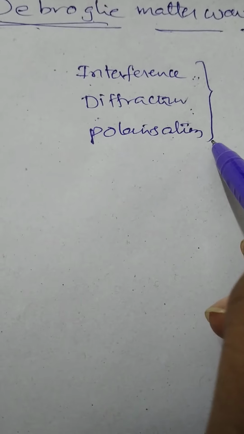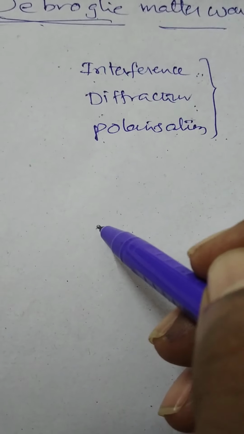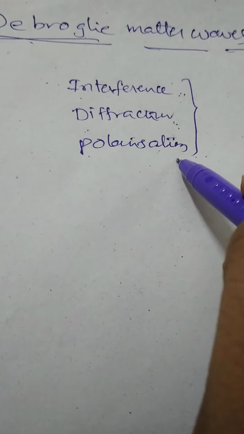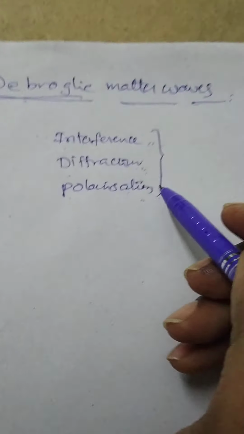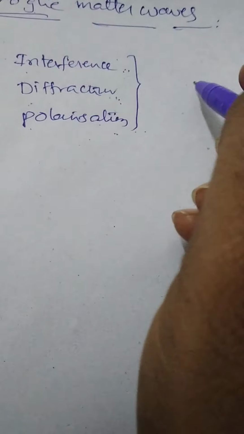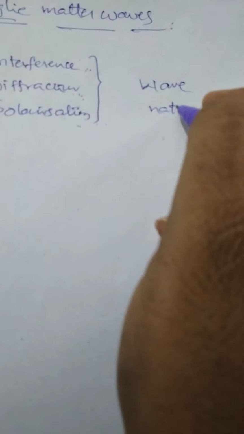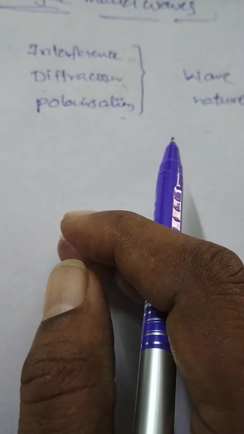Again, polarization means the transverse nature of light is explained by the concept of polarization. So interference, diffraction and polarization are all properties of light. To explain these properties, light is treated as wave nature, which means light is transmitting only in the form of waves.